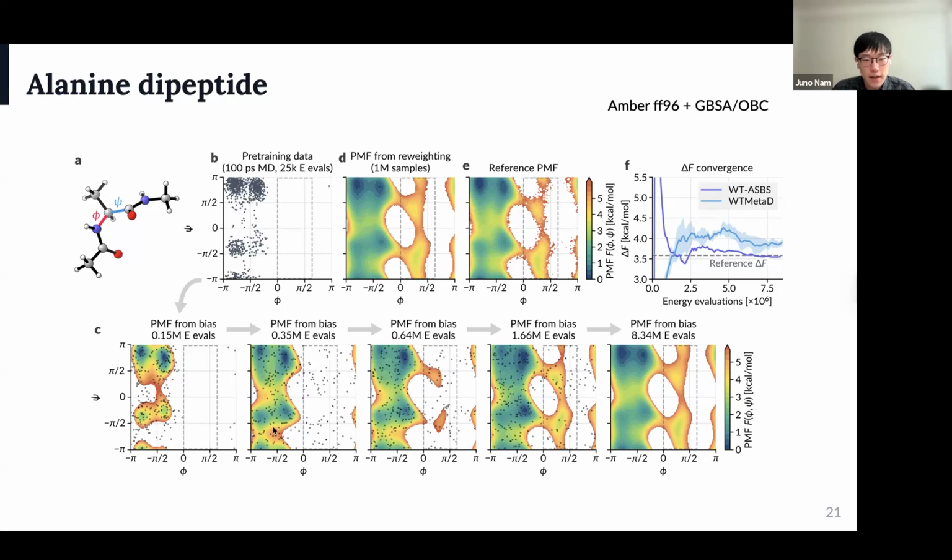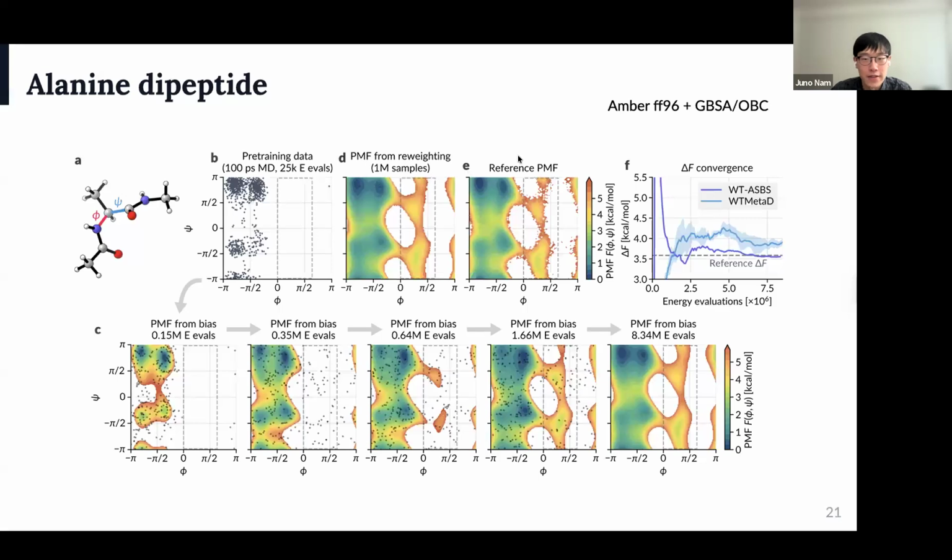And after a few training steps, we will get samples from the less populated regions as well. And we will also get bias added to that region. And the loop will slowly converge to the final bias from which we can reconstruct the free energy landscape, which agrees pretty well with the reference PMF that we have from an extremely long MD simulation.